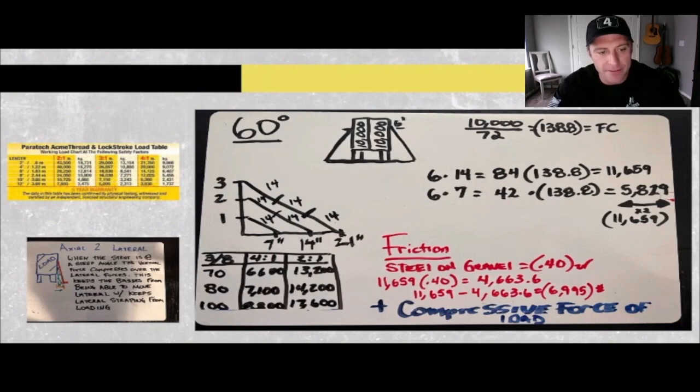And so when we look at that 70 grade at a 2-to-1 safety factor, I get 13,200 pounds. Well, with 0% friction, which we do not have anywhere on this planet, you can chain this down and expect it to not move using 70 grade 3/8 chain.